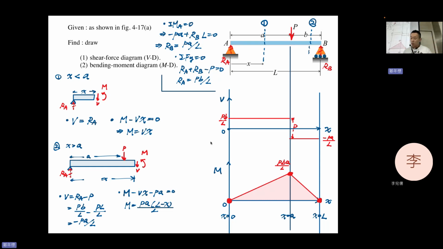So you need to have RA, RB here. So you need to have a V to cancel this reaction force, right? So RA and RB will make this shear force non-zero.